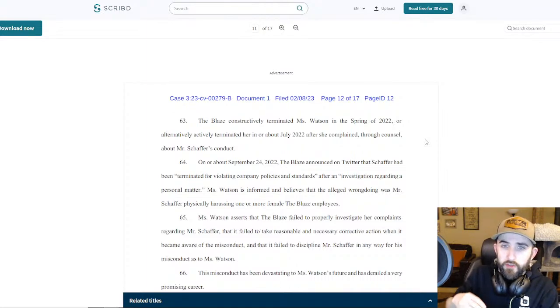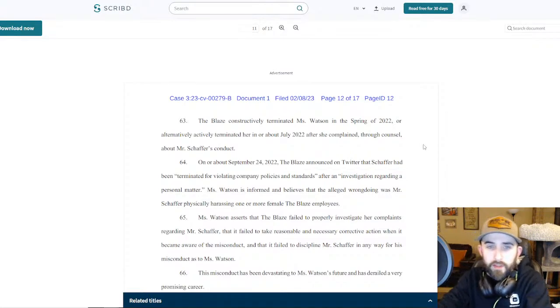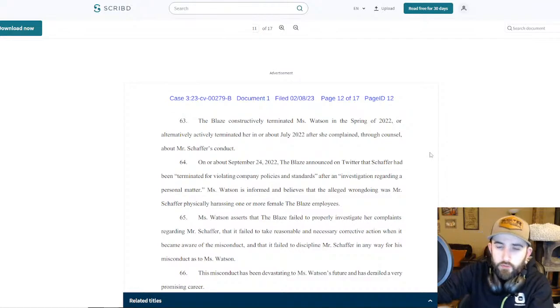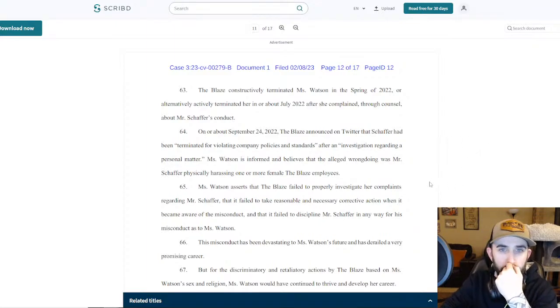The Blaze constructively terminated Miss Watson in the spring of 2022, or alternatively actively terminated her in or about July 2022 after she complained through counsel. Well, then she wouldn't have a contract if she was terminated. If she was terminated back last July, then her contract is null and void. They would have had some termination clause in her contract, some sort of money, whatever, that she would have left with, I'm sure. But again, it all depends on how the contract was negotiated in the first place.